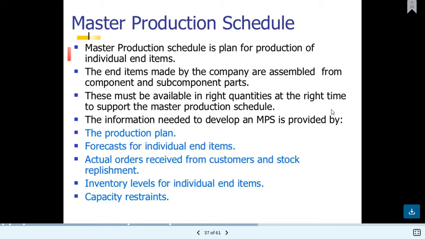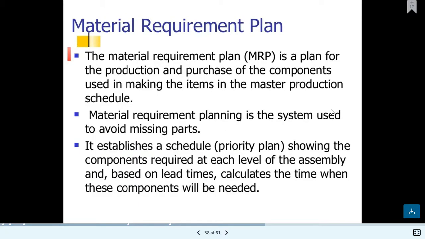The production plan also includes the schedules of the plan: how we can schedule, and with what time, the individual items and end items made by the company and assembled from components and sub-components. These must be available in the right quantity at the right time to support the master production schedule. The information needed to develop the MPS is provided by the production plan, forecasts for individual items, actual orders received from customers, stock replacement and inventory levels of the individual items, capacity, state, and the material requirement.